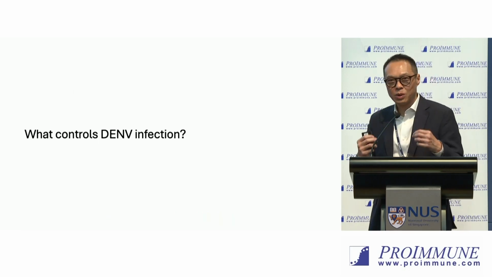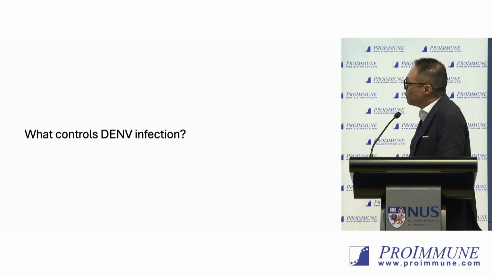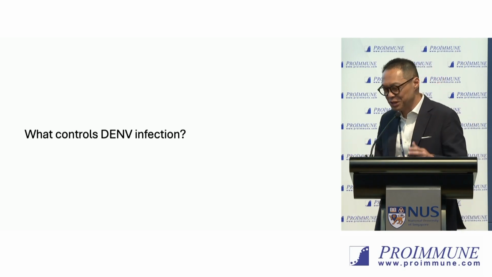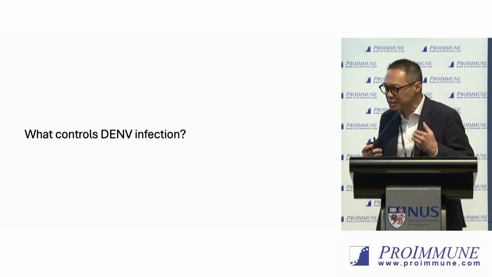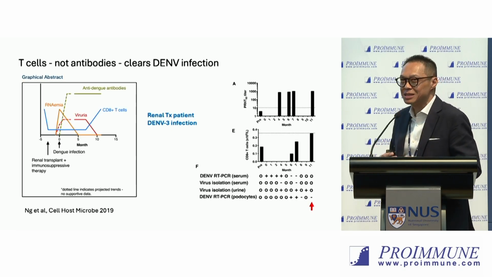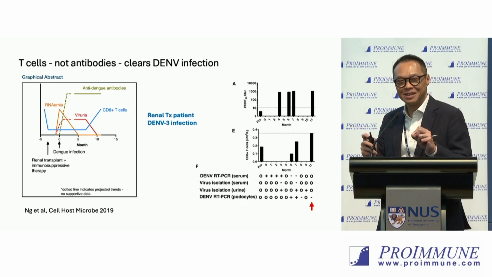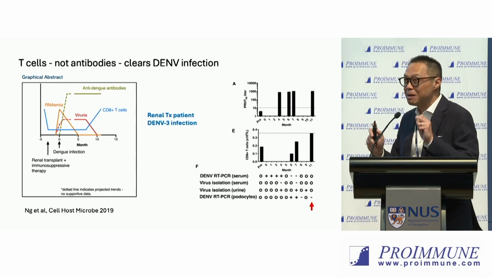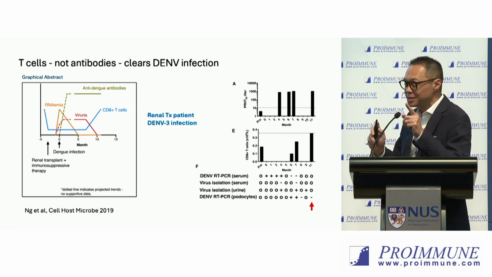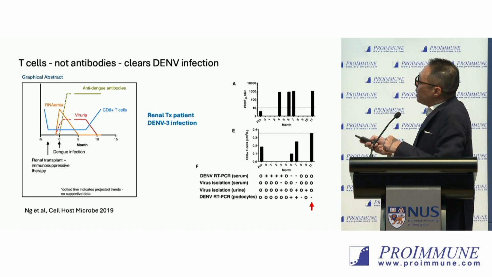Then the question is, what controls dengue infection? What clears it? So for a long time, of course, the field is very antibody-centric. Everyone's thinking of neutralizing antibodies. But in the last maybe 10 years, and certainly this was my turning point. By the way, I'm not a T-cell biologist, but I'm becoming a slow convert to T-cells because of a colleague like Antonio Bertoletti. So this is a patient with renal transplant.